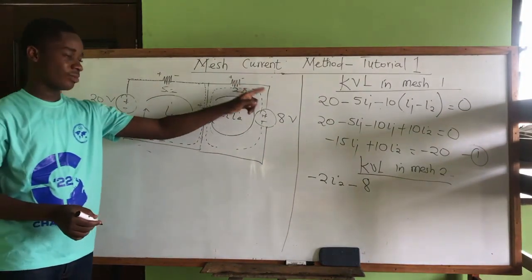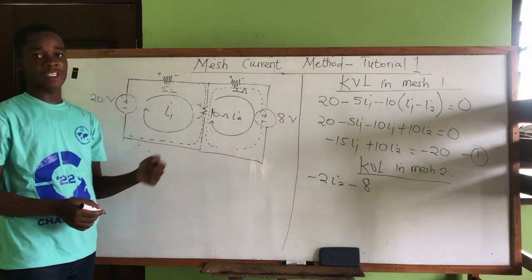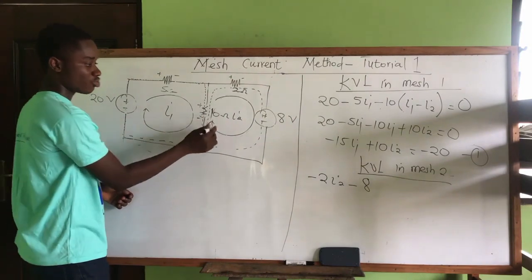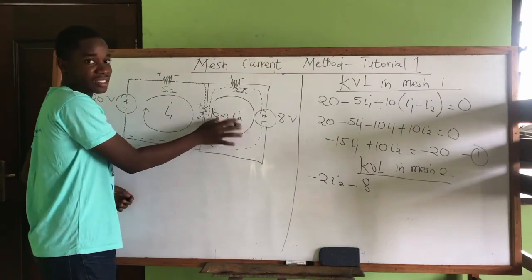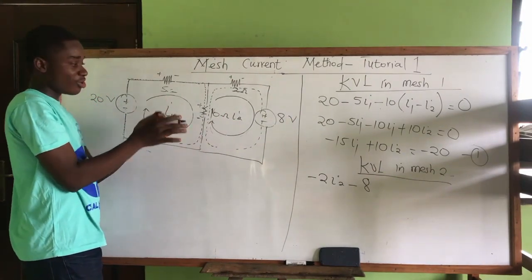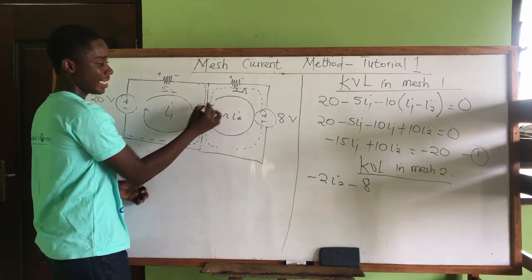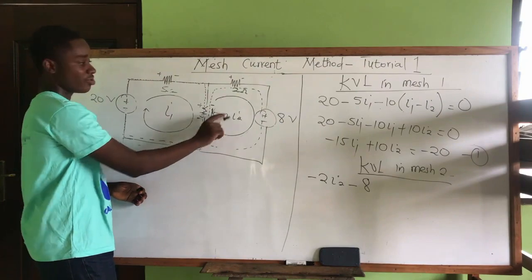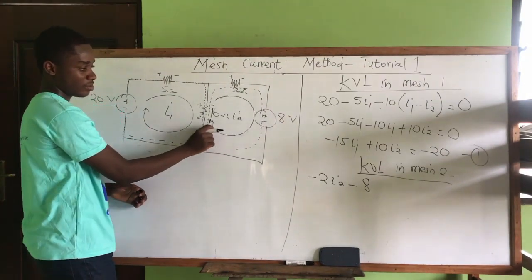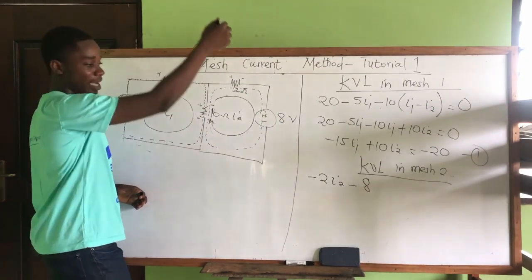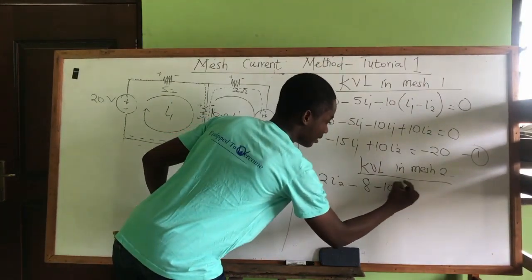What about this thing? We've done this, we've done that. It's left with this thing, and this is the one acting. Now I2 is working because we are in mesh 2. So the polarity on this is plus, minus. We are moving in this direction, we'll enter plus and leave minus. So that is minus 10.